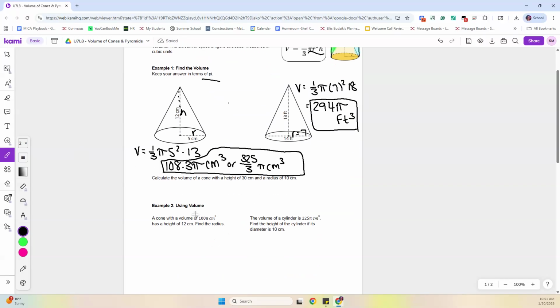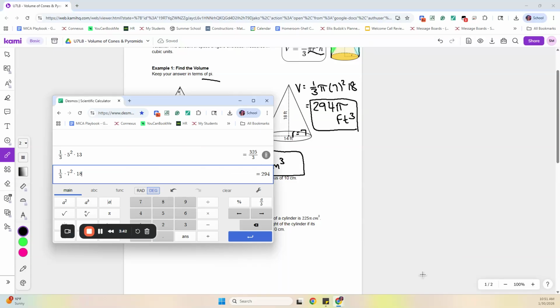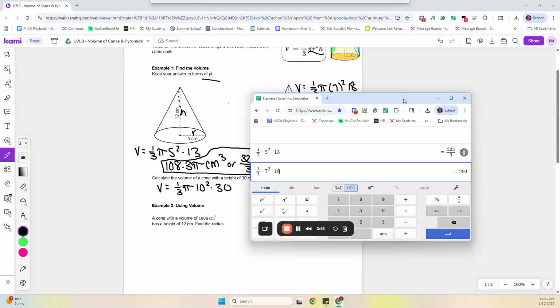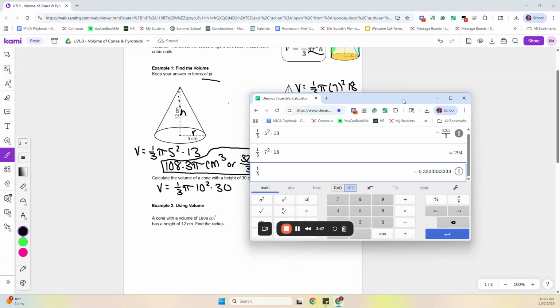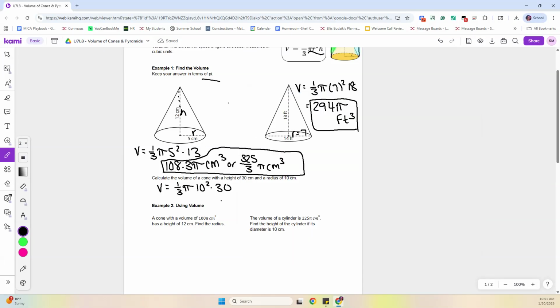And then this one down here, calculate the volume of a cone with a height of 30 and a radius of 10. So again, volume equals 1/3 pi. Our radius is 10, and then our height is 30. So let's go ahead and multiply those. So we get 1/3 times 10 squared, which is 100, times 30. So we get 1,000. So we get 1,000 pi centimeters cubed.